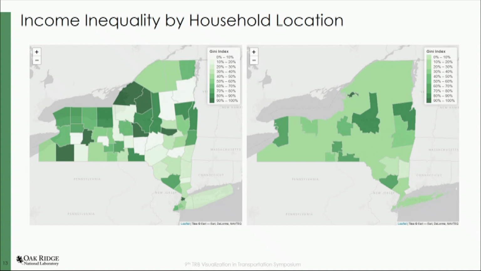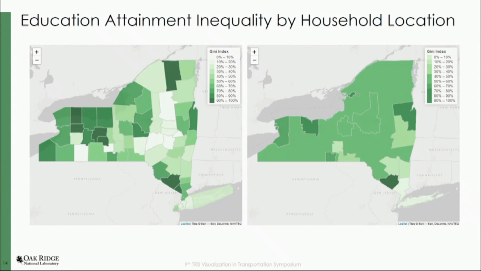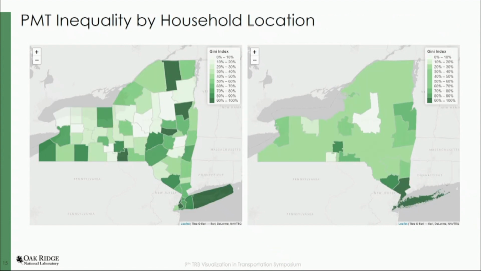On the right-hand side is the MPO level. I think there are about 15 MPOs in New York State. On the bottom right is NYMTC, the New York City metropolitan area. So this slide shows the income inequality, and then we also did the same thing for education inequality. You can see that, for example, in New York City, it seems like it's not very unequal. But again, we haven't really looked into the detailed numbers to figure out what that really means. I'm simply presenting some of the results that we're getting.